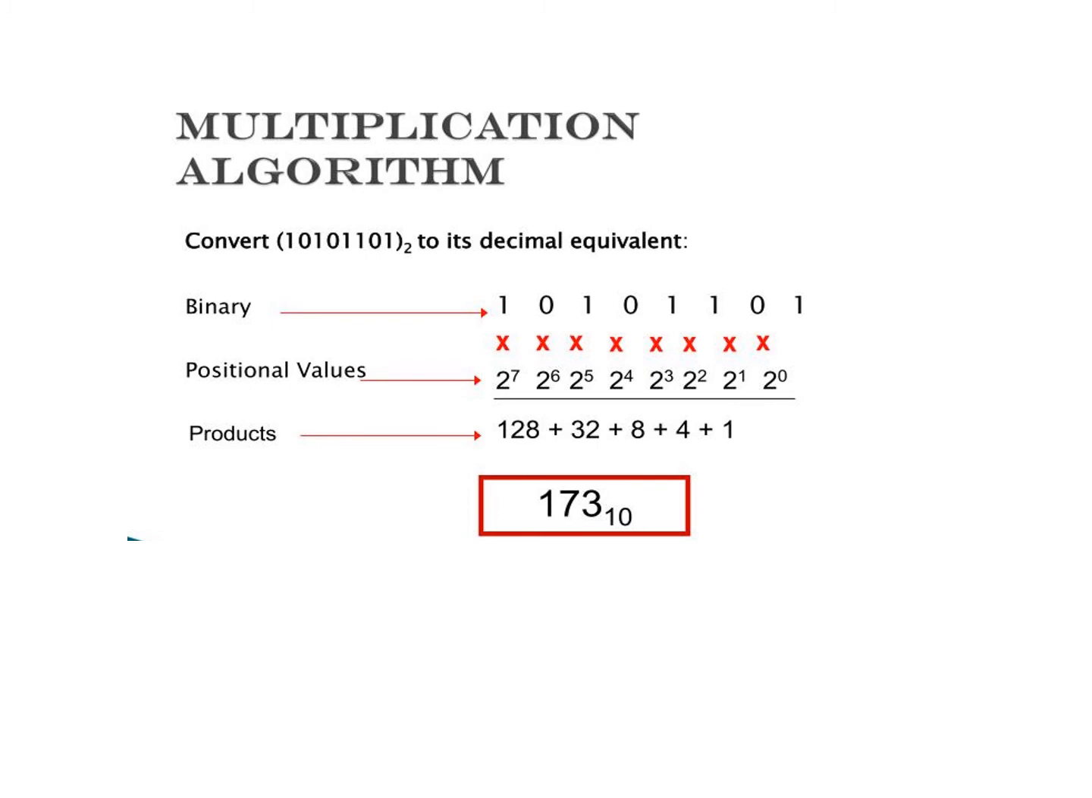The base power depends upon the position. So at the starting position, that is from the right, we have power 0, and then the power is incremented by 1, that is 2 raised to power 1, then incremented by 1, 2 raised to power 2, at the next position 2 raised to power 3, at the fifth position we have 2 raised to power 4, then 2 raised to power 5, then 2 raised to power 6, then 2 raised to power 7. These are multiplied by the corresponding bit values, and then we sum up these products and we find the decimal number.